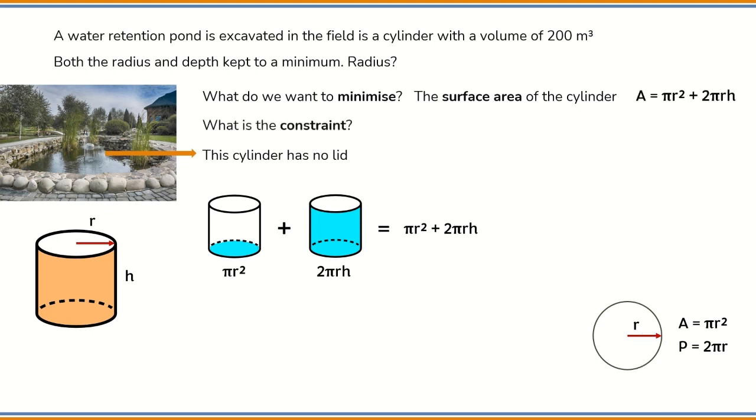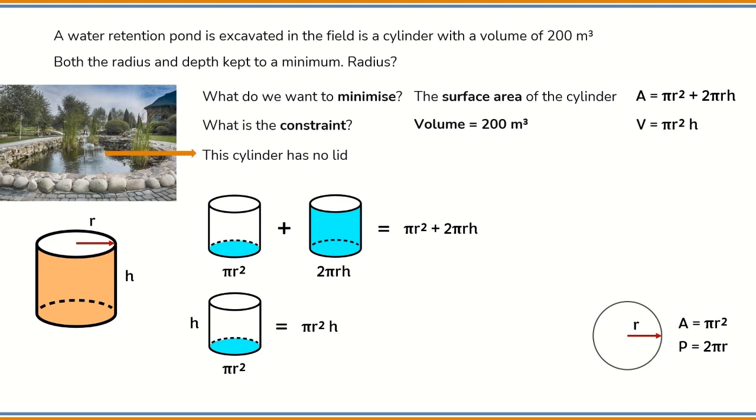The second question is, what is the constraint, what is the restriction? And the restriction is that the volume needs to be 200 meters cubed. To calculate the volume of the cylinder, we need to times the area of the base, pi r squared, times the height. So the volume is pi r squared times height, and we know that this is 200.